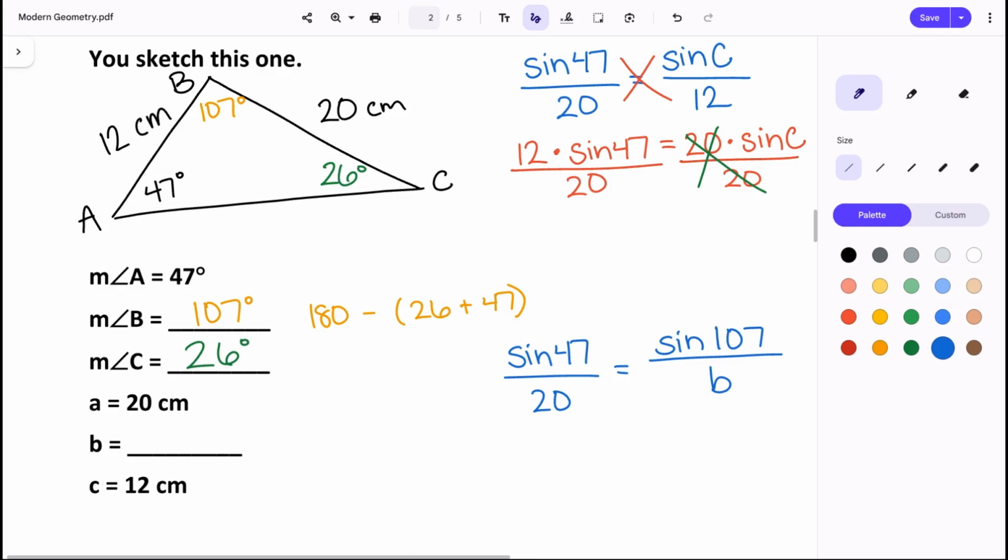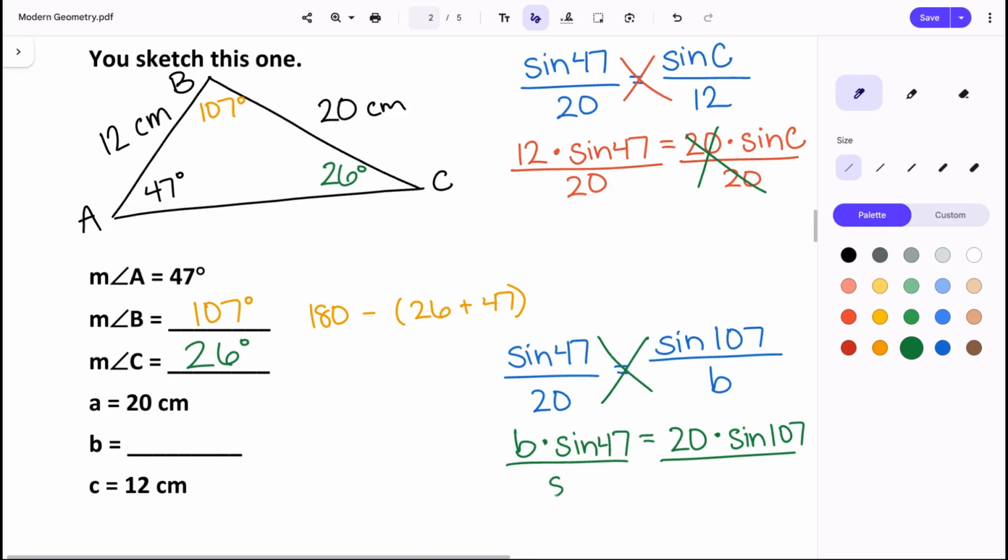All right, if we cross multiply here, we'd have B times the sine of 47 equals 20 times the sine of 107. What do I need to do to finish this off? Divide by sine 47. Okay. What do you get? If we round it to the nearest tenth. 26. Point, or is it just 26? It's 26, but you can do 26.2.